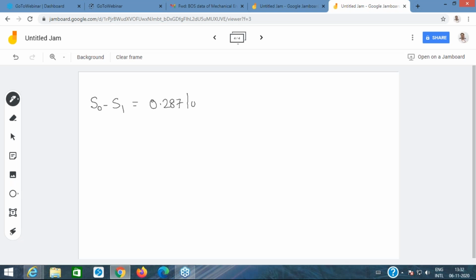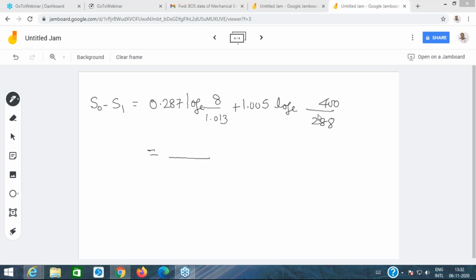0.287 log to the base e 8 upon 1.013 plus Cp, which is 1.005, log to the base e 400 upon 288. So what is this answer, Kunal? Is it 0.26, Kunal? 0.238. Neha is saying 0.238, so maybe you are right. Maybe my answers are wrong.